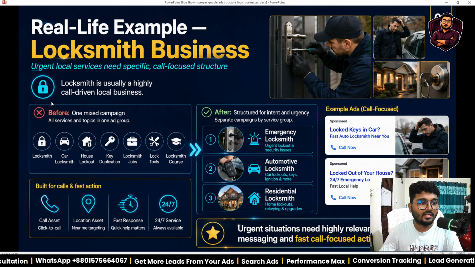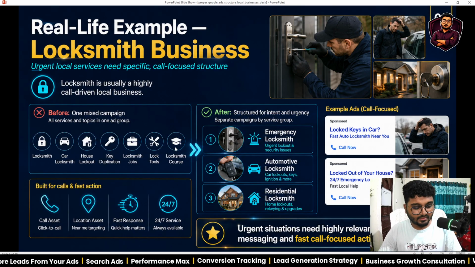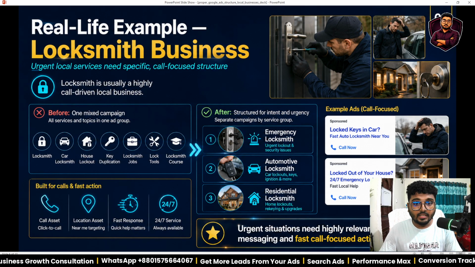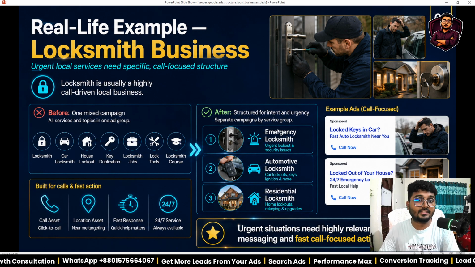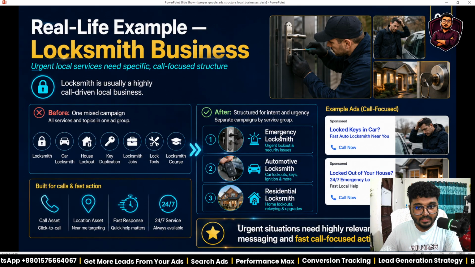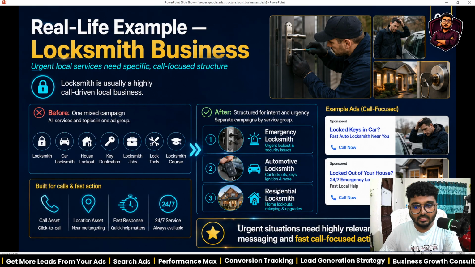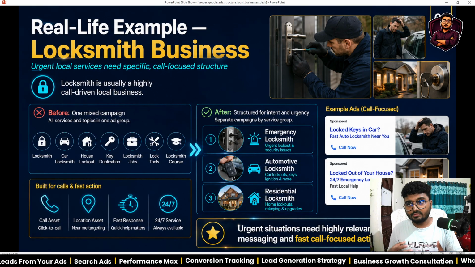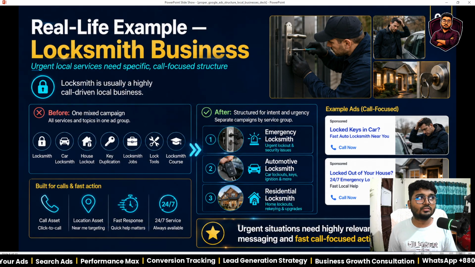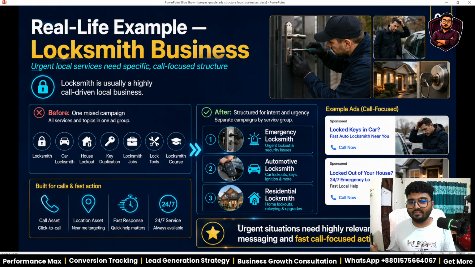Before: one mixed campaign, all services and topics in one ad group. Locksmith, car locksmith, house locksmith, key duplication, locksmith job, lock tools, locksmith courses. And after, the structure for intent and urgency: separate campaigns by service group. Here I put emergency locksmith as one ad group, automotive locksmith as the second ad group, and residential locksmith as the third ad group. It doesn't matter whether you put 3, 4, or 5 ad groups. We need to focus on what types of service I am giving to my customer. It can be 4, 5, 6, 7, 8. It doesn't matter.